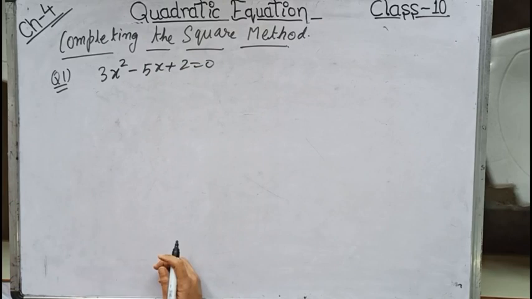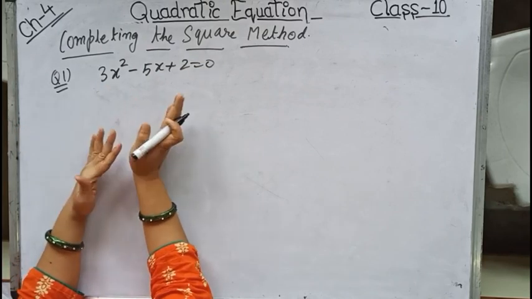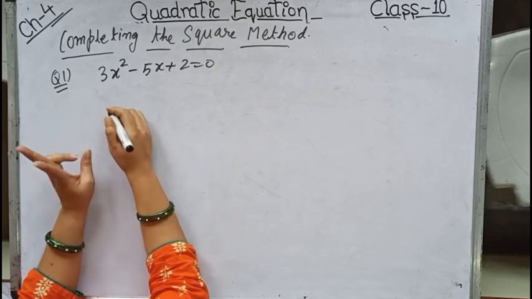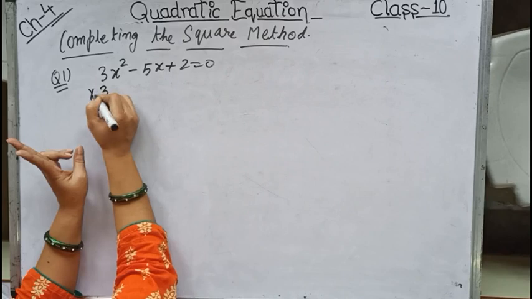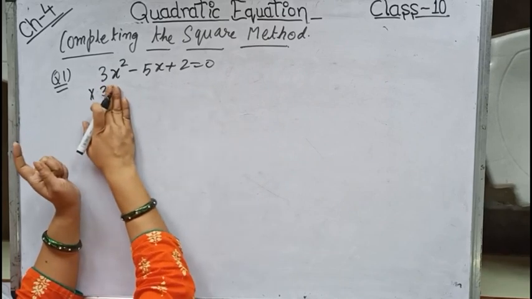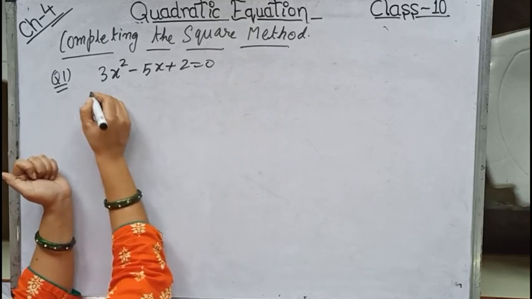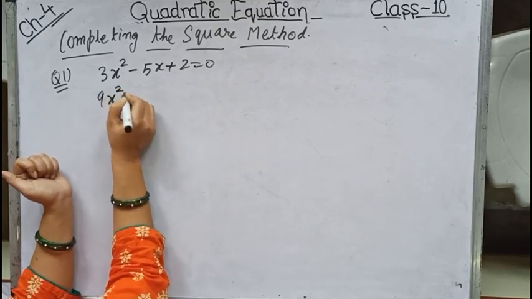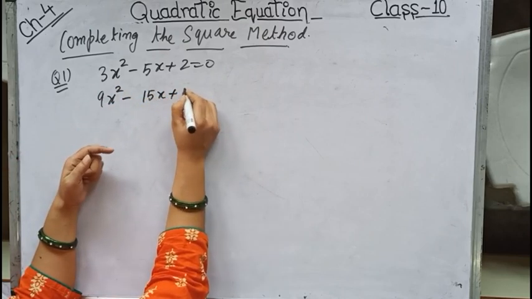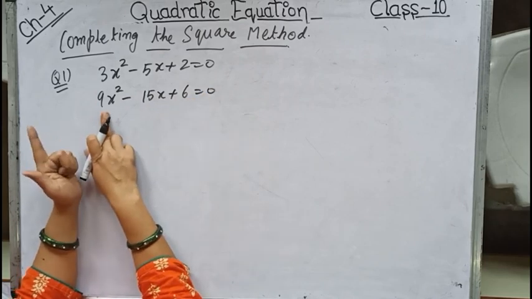Now what we will do is, we will make the first term a complete square. Now this first term can be made a complete square by 2 methods. Either we will multiply by 3 or I will divide the whole term by 3. So suppose I am multiplying all terms by 3. So it will become 9x² − 15x + 6 = 0, since 3 5s are 15 and 2 3s are 6. So now my first term is a complete square.